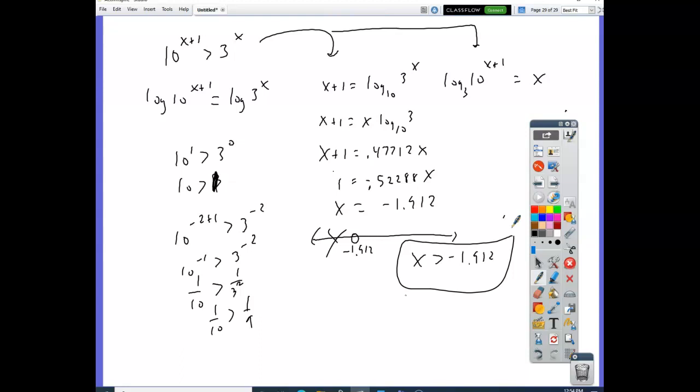Or I can write it as negative 1.912 curved bracket to infinity, because I like that better. I'll do that, and then I'm going to do it the Combs way in just a second. Is that okay, everybody? Everybody got that? The last steps, at least?